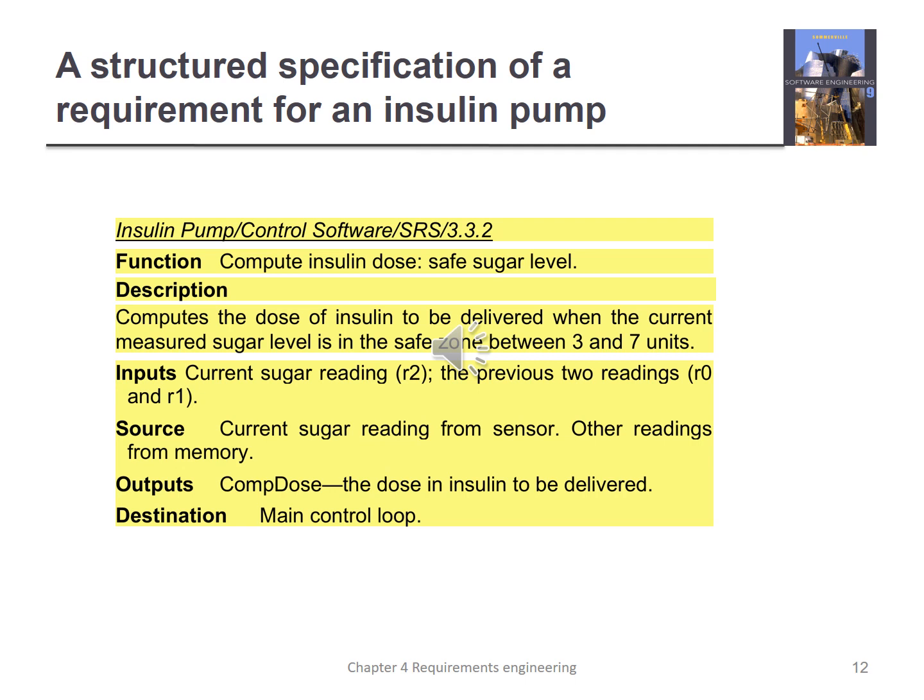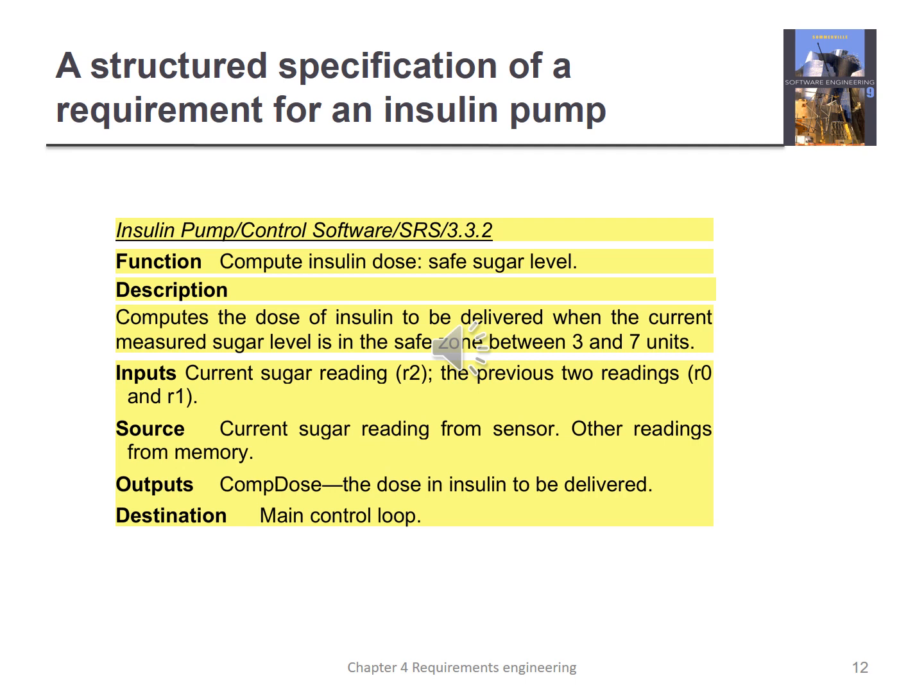If we look at an example of a structured specification template for an insulin pump, for the function compute insulin dose. The function is compute insulin dose. Description: compute the dose of insulin to be delivered when the current measured sugar level is in the safe zone between 3 and 7 units.